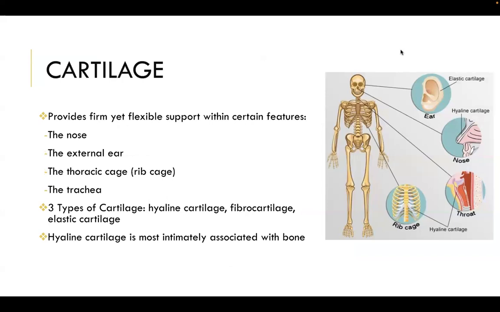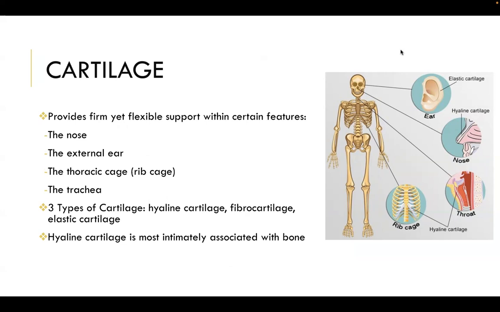Cartilage is a firm tissue that's softer and more flexible than bone. Cartilage has the ability to resist compressive forces, meaning that it absorbs shock. And cartilage also enhances bone resilience and provides support on bony areas where there's a need for flexibility.